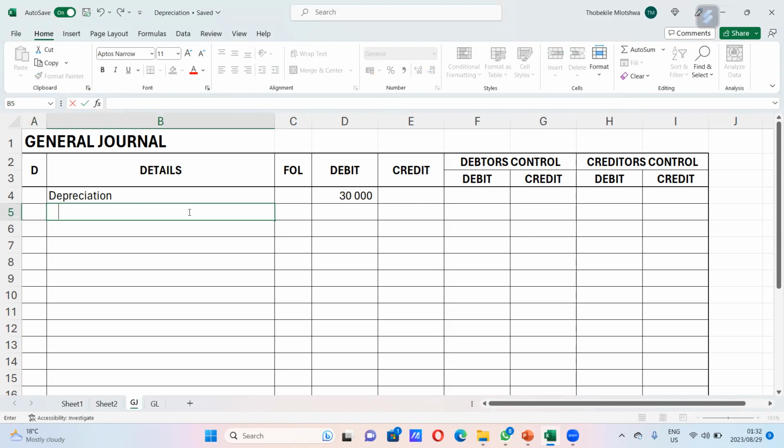That's why we came up with this account called accumulated depreciation on vehicles. This is what we credit, and that will be 30,000. And then the narration will be: depreciation on vehicles at 20% per annum on cost. That's what you're going to do. Depreciation on vehicles at 20% per annum on cost.